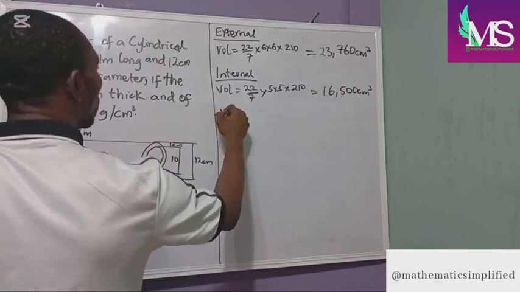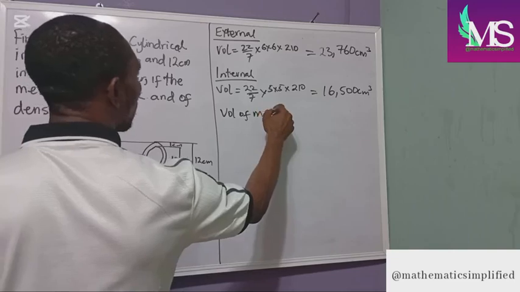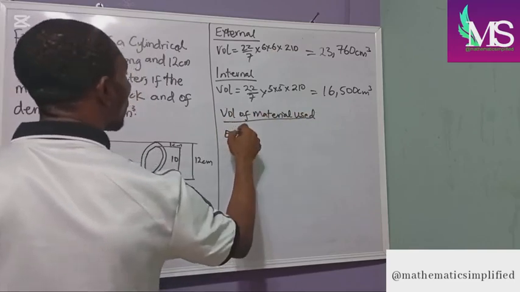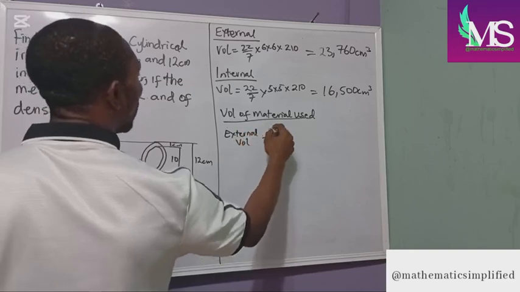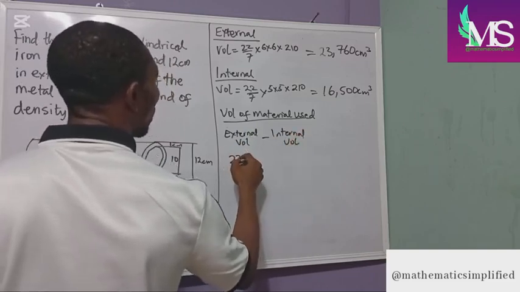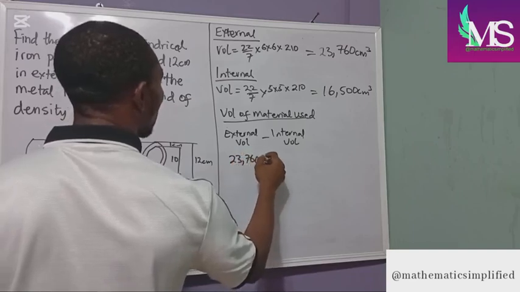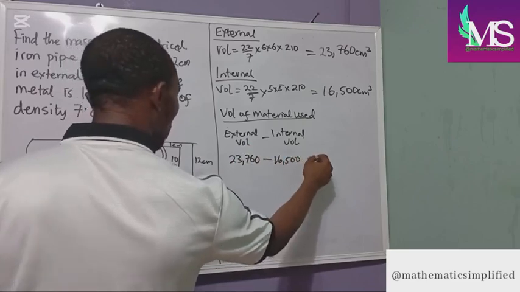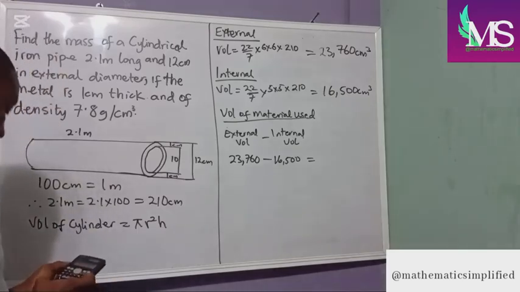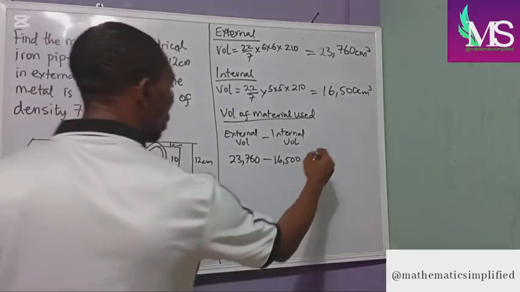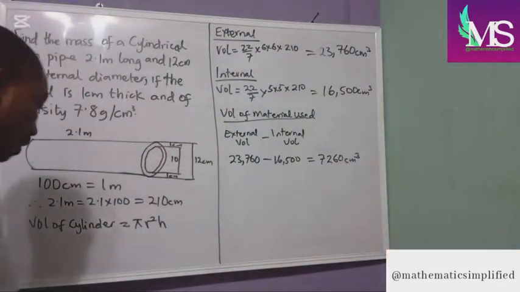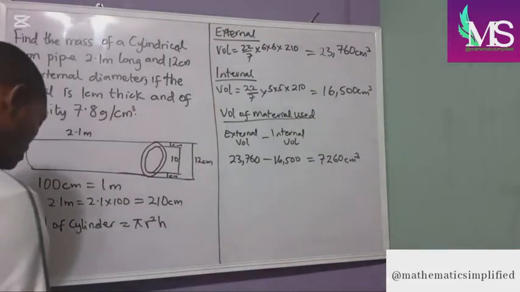Now for us to calculate the mass of material used. Okay, volume of material used. Let's look at the volume first. Volume of material used will become external volume minus internal volume, which is 23,760 minus 16,500, which will give us 7,260 cm cube. Okay, 7,260 cm cube is what we have.